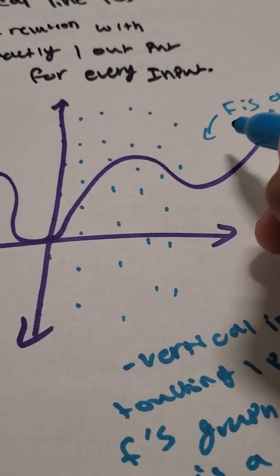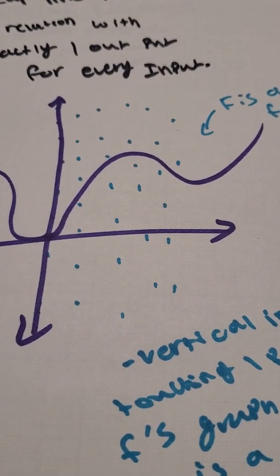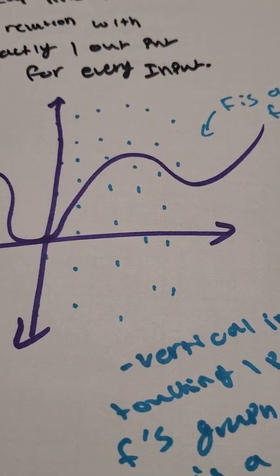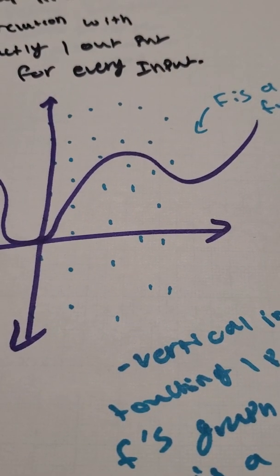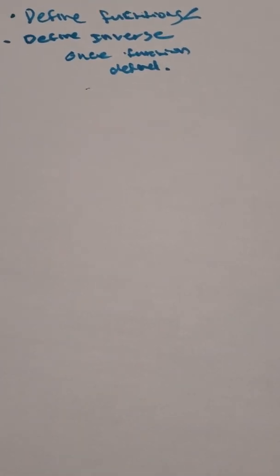So if a vertical line passes through the graph of f and it only passes through one point, it's a function. If it passes through two or more points, it's no longer a function. It's just a relation that we happen to have a graph for. And then it also allows us to define inverse functions, define continuity, and much more, which we'll see as we go further along in math.